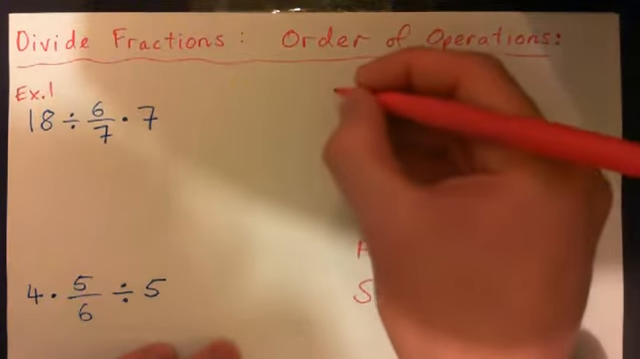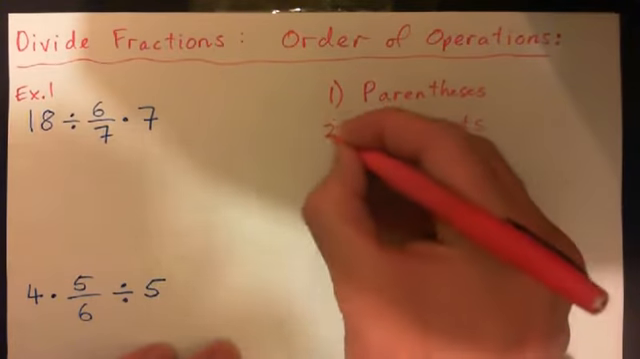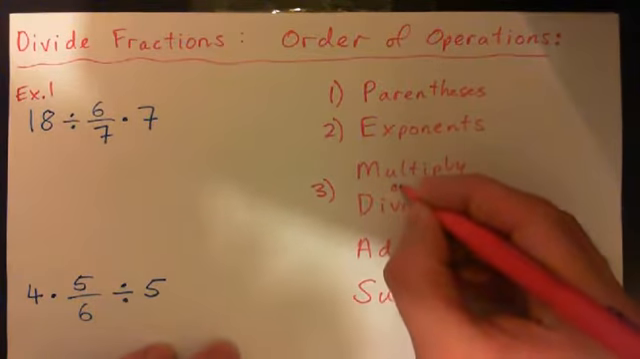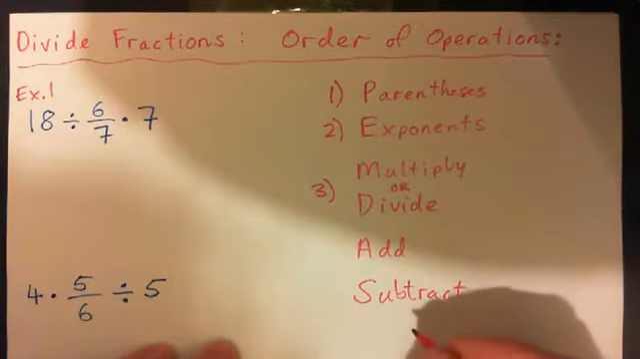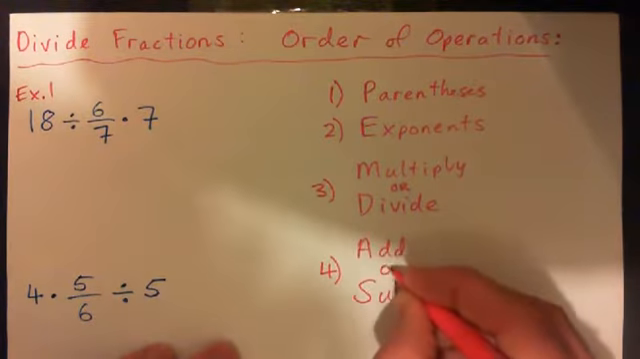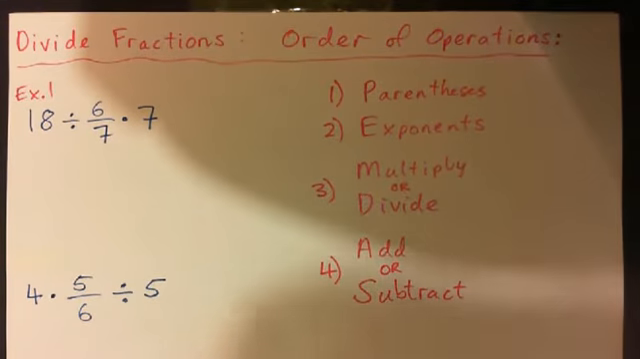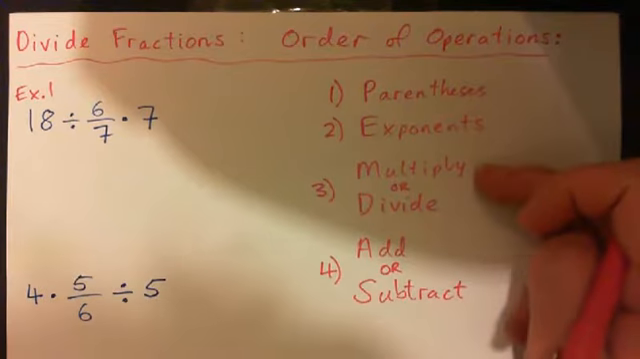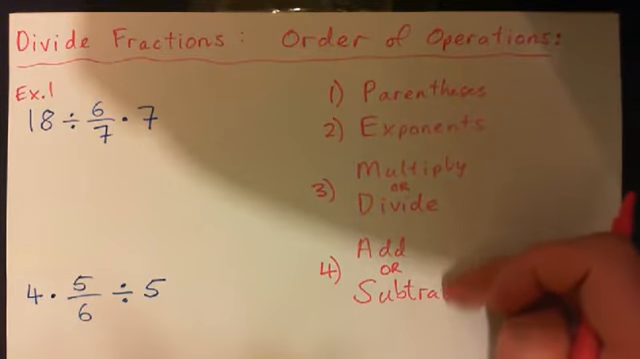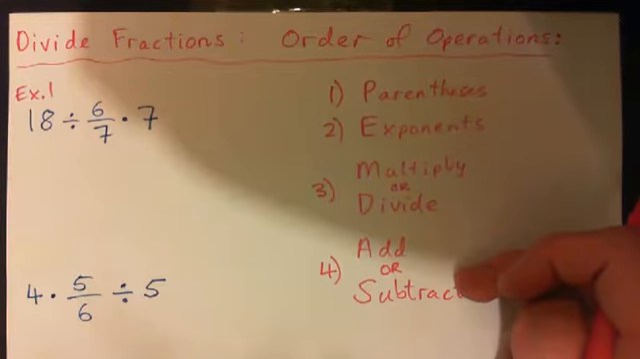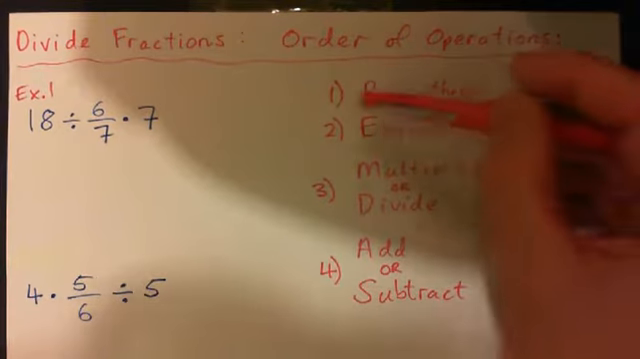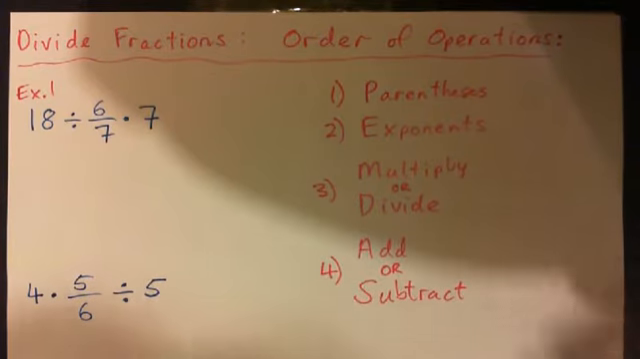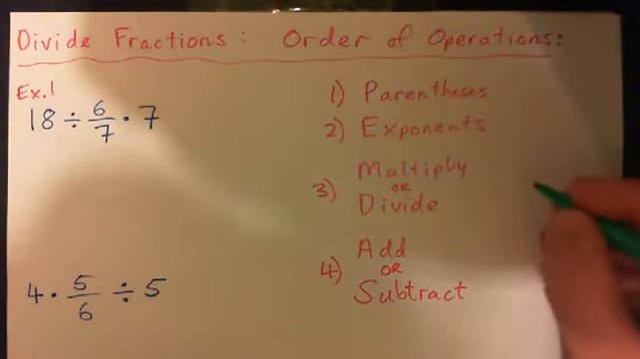But the first thing we do is parentheses, then we do exponents. The third thing we do is multiply or divide. The fourth thing we do is add or subtract. So my point is, multiplying and dividing have the same level of importance. Adding and subtracting have the same level of importance. So the steps are this, then this or this, and then this or this. In other words, you need to go from left to right.